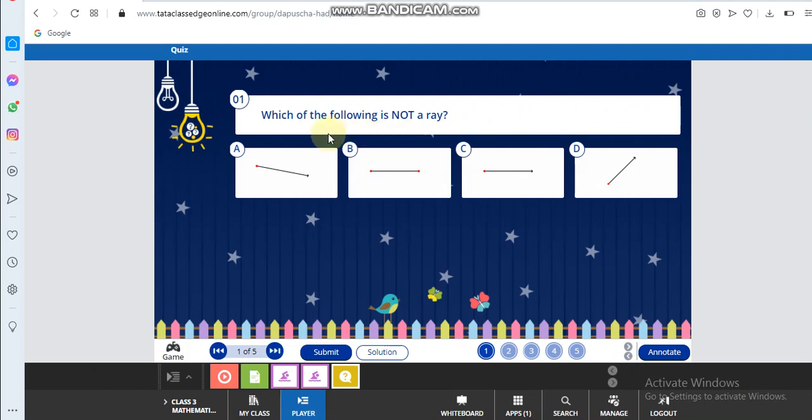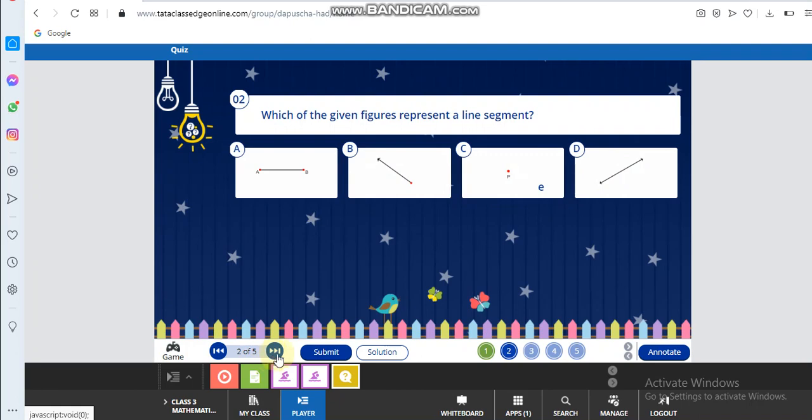So question number 1. Which of the following is not a ray? So property of ray. One side is starting point and end point, and one side it moves endlessly. Okay, it can be extended endlessly. So one dot, one arrowhead, this is ray. Two dots, two endpoints, that means line segment. One dot, one arrowhead, ray. One dot and one arrowhead, that is ray. So this is not a ray. So answer is B. Now next question.